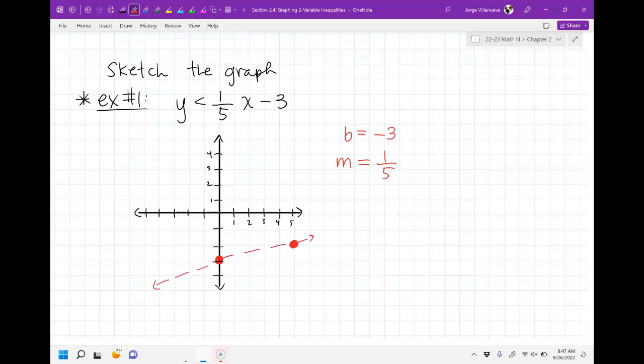Okay, and then I'm going to take what Isaiah said. Which direction should I shade? He said down, right? Because less than is down, right? So I'm going to shade below. And this is my answer. I'm done with this problem.